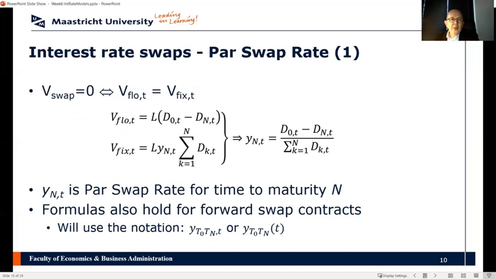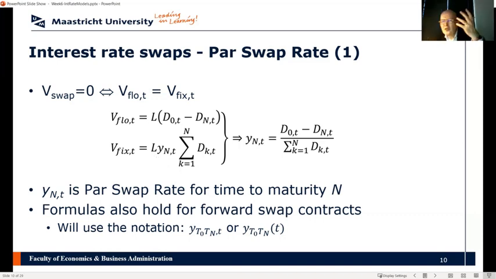How do we compute the par swap rate? Well, the total value of the swap should be equal to 0. So the value of the floating side should be equal to the value of the fixed side. The value of the floating side is the principal times the difference between the 2 discount factors. And the value of the fixed side is the principal times the fixed interest rate, times the sum of all the discount factors. If I set these two equal to each other, this is a linear equation in Y.